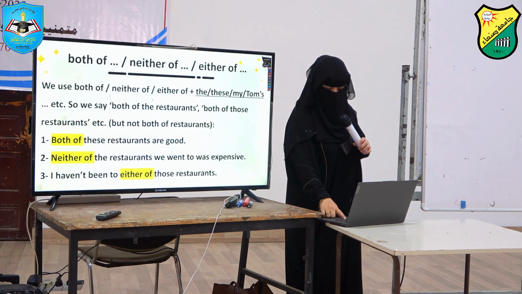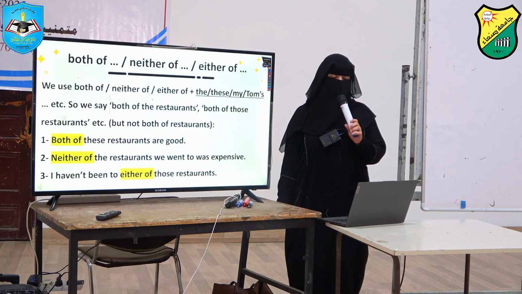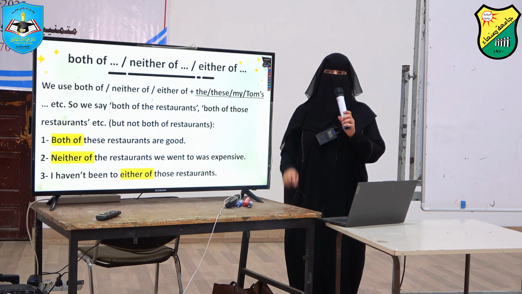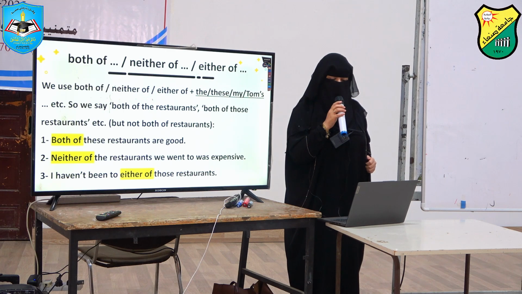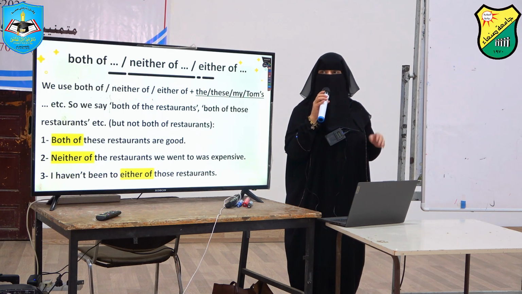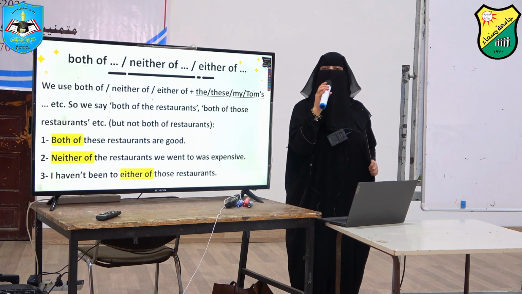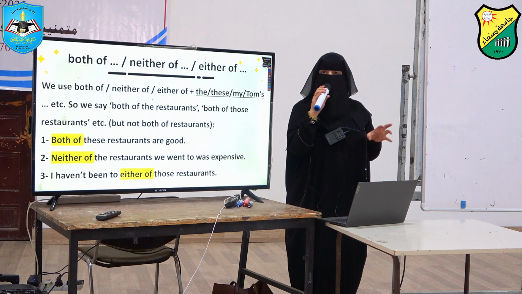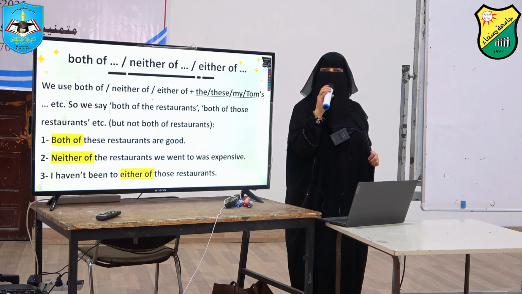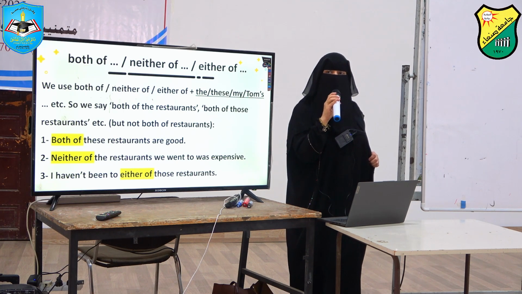Okay, here you have both of, neither of, or either of. Now with them comes the "of". We use both of, neither of, either of with determiners directly after them. Determiners like what? Like that, these, my, those. When determiners are in the sentence, I have to use "of" with either, both or neither.